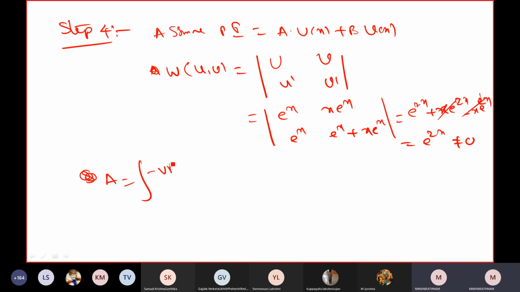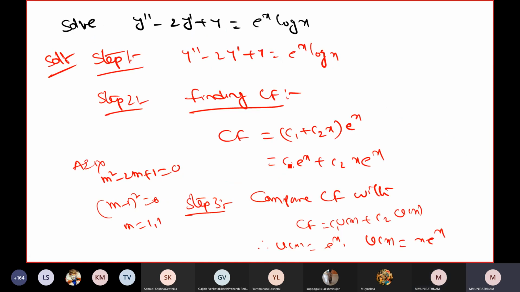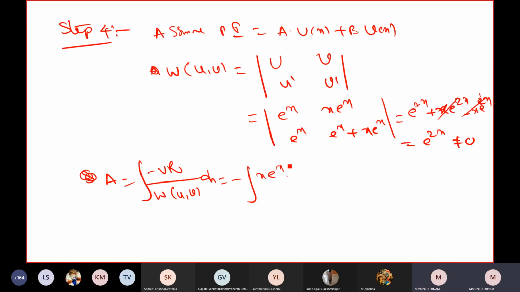A is minus integral of v R by Wronskian of u comma v dx. V is x e power x, right? R is e power x log x. So what is integral x log x? Anyone?